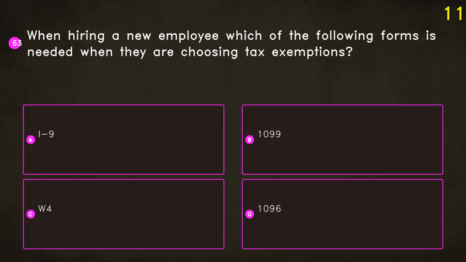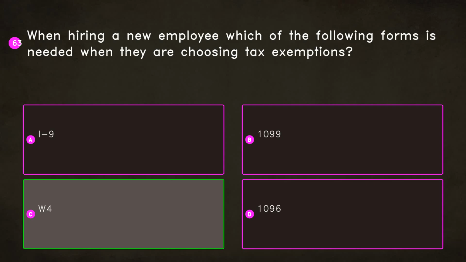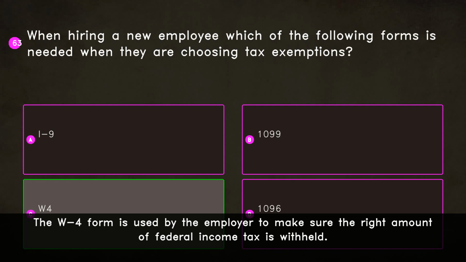Question 63. When hiring a new employee, which of the following forms is needed when they are choosing tax exemptions? A. I-9. B. 1099. C. W-4. D. 1096. The correct answer is W-4. The W-4 form is used by the employer to make sure the right amount of federal income tax is withheld.